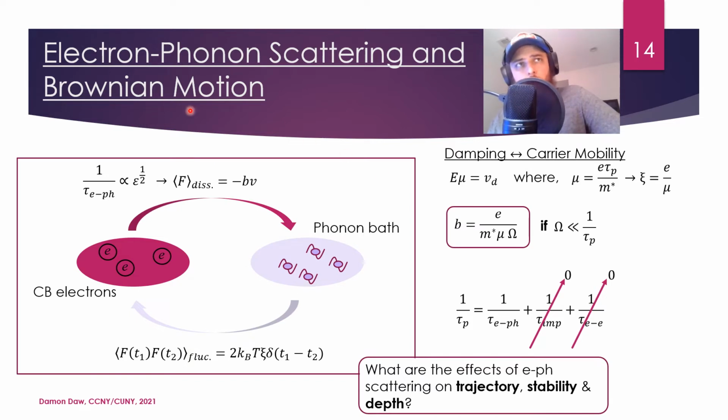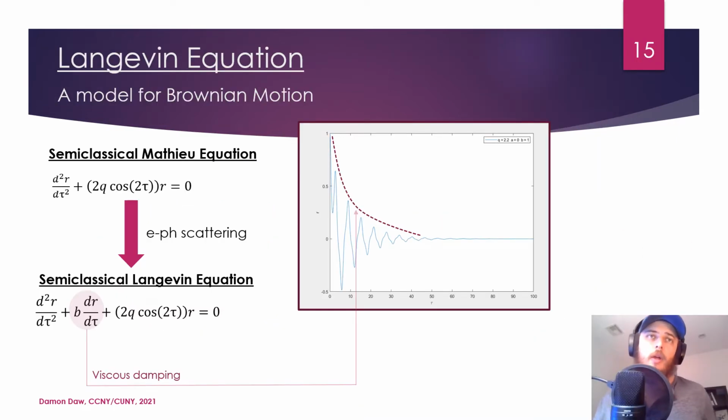So we talked about this characterization of the phonon-electron interaction in terms of Brownian motion. But let's go back and start talking about what this means for trapping. So we need to talk about what happens to the trajectory, stability, and depth of a trap when you have something like a Brownian electron that's being jostled by all these phonons. So the first modification we can make to the semi-classical Mathieu equation is to put that average drag term in.